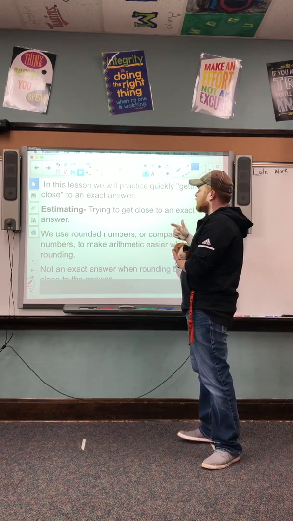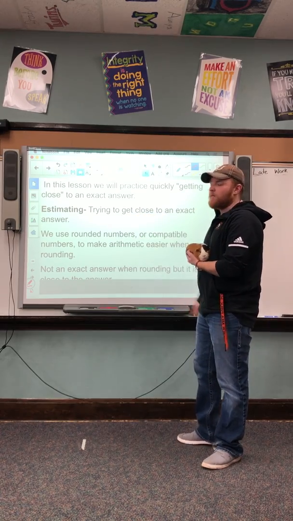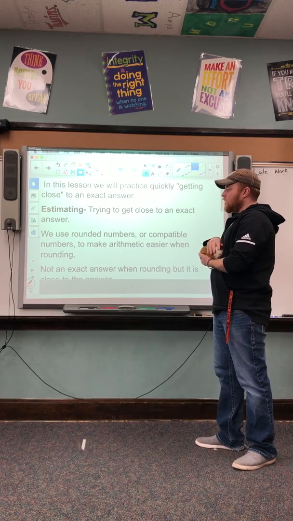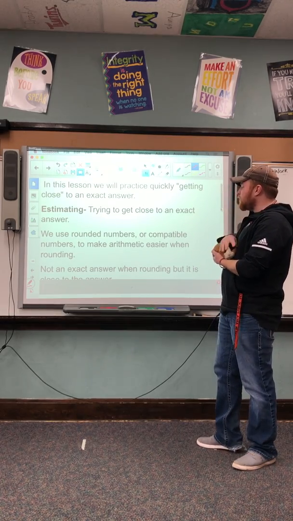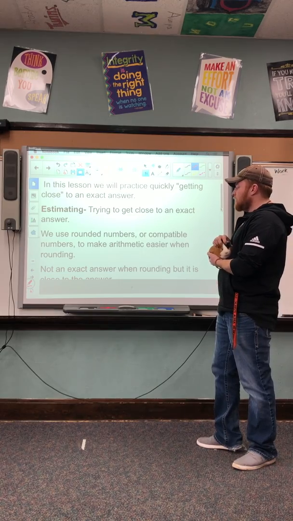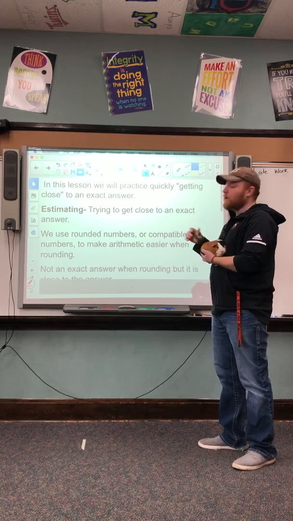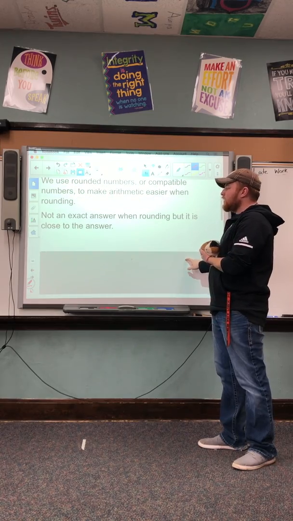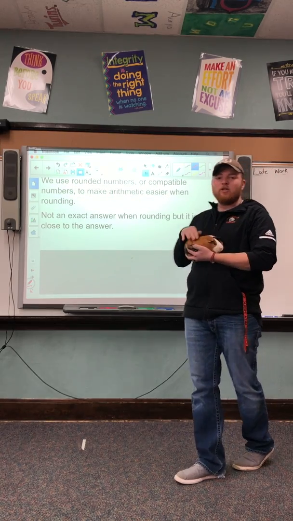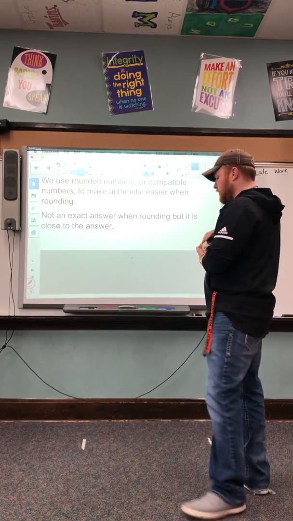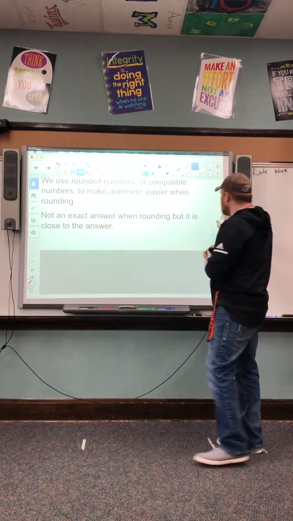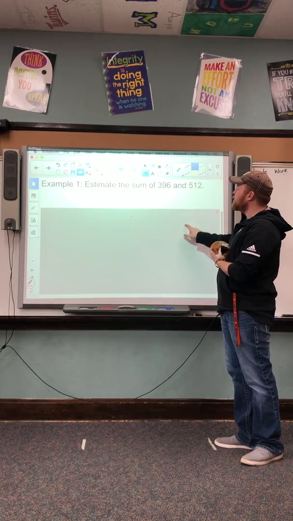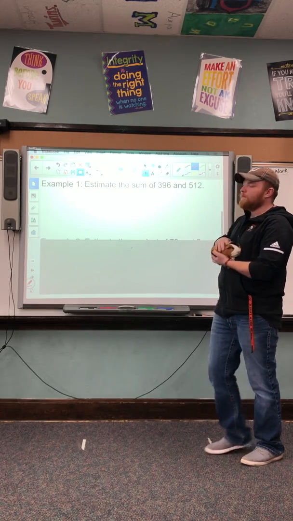Estimating is one of our vocab words. Estimating is trying to get close to an exact answer. We use rounded numbers or compatible numbers to make arithmetic easier. When rounding, it's not an exact answer, like I said, but it gets close to the exact answer. So example 1 is asking: estimate the sum of 396 and 512.